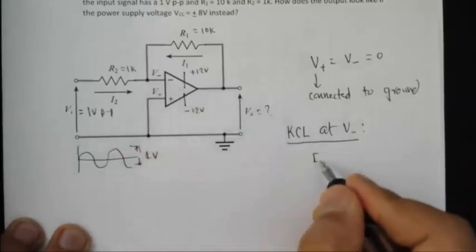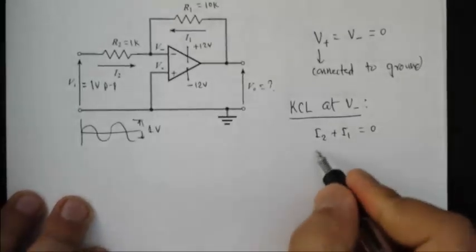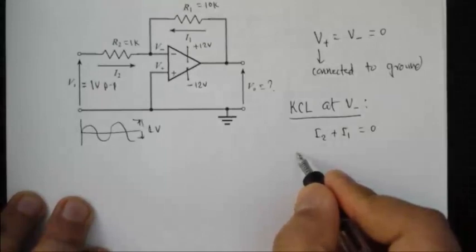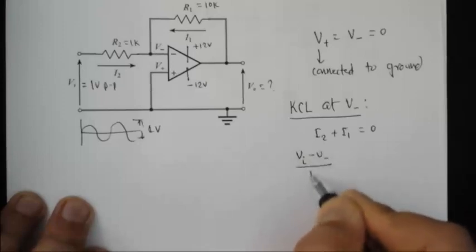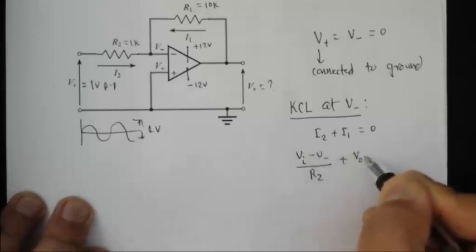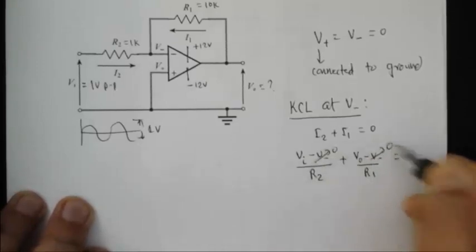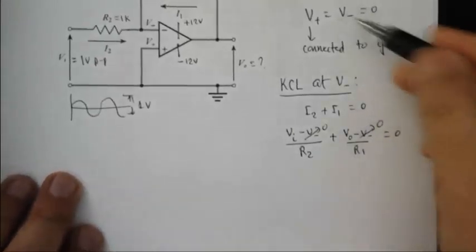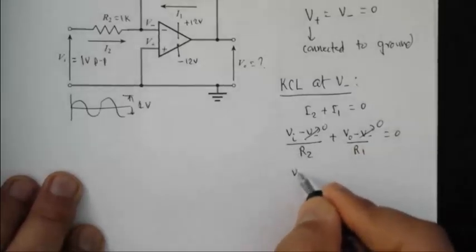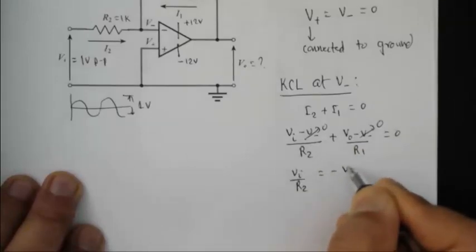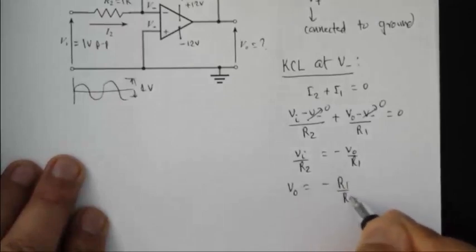Then we apply KCL, Kirchhoff's current law, at the node V negative right here, and that means you have I2 plus I1, just two currents, equal to 0. Then use Ohm's law: (V in minus V negative) divided by R2 plus (V out minus V negative) divided by R1 equals 0, but V negative is at virtual ground, so it's 0. Then you solve for V out. So V out is negative R1 over R2 times V in.